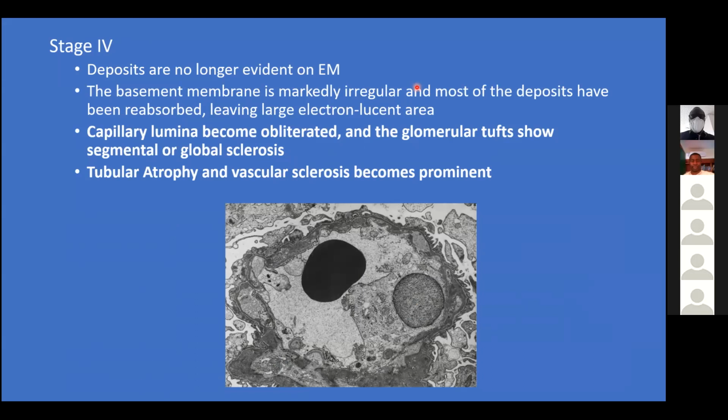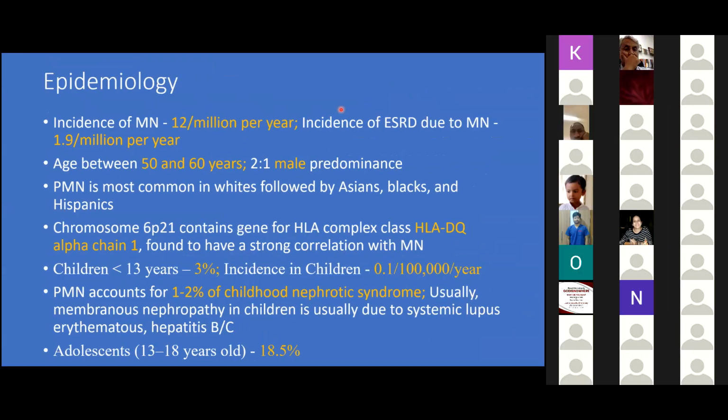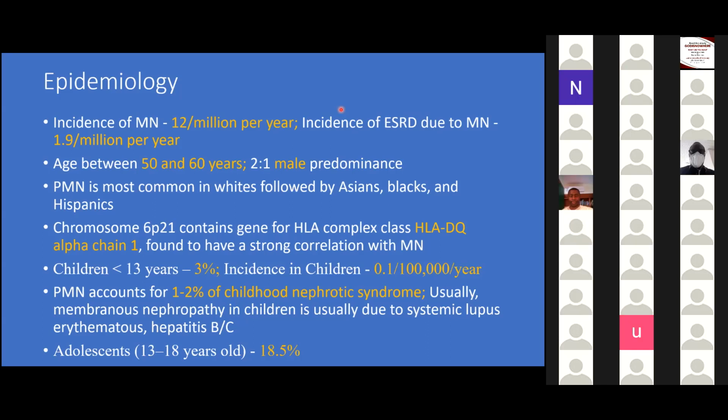Coming to the epidemiology, the incidence of membranous nephropathy is 12 per million per year, and the incidence of end-stage renal disease due to membranous nephropathy is 1.9 per million per year. Usually the age of occurrence is between 50 to 60 years, with a slight male predominance. It is most common in whites, followed by Asians, blacks, and Hispanics.